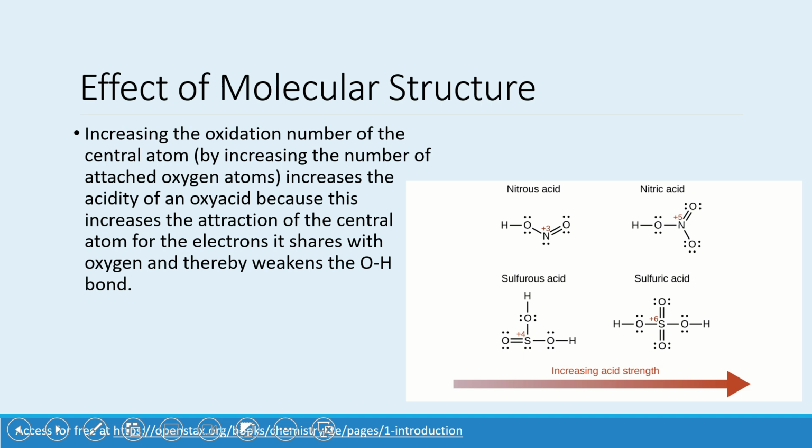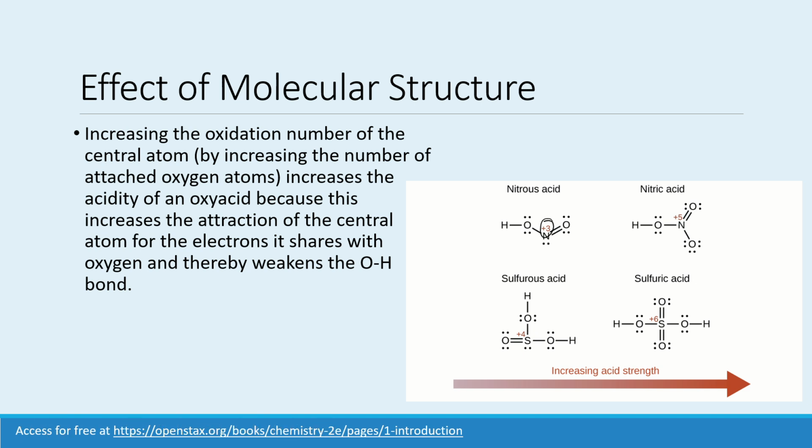Okay, and then another effect that we see with molecular structure is based on the number of oxygens that are attached to the central atom. And so this is talking about those polyatomic ions that have a hydrogen attached to them, like nitric acid, nitrous acid. You've also got phosphoric and sulfuric acid. So when you increase the number of oxygens on that central atom, you are increasing the oxidation number of the central atom and essentially making it more electropositive.